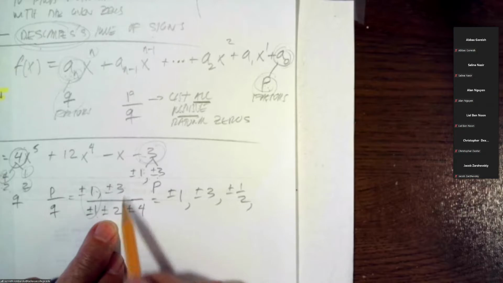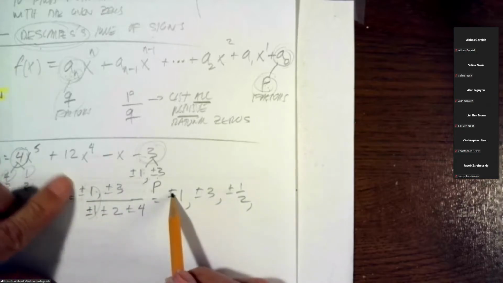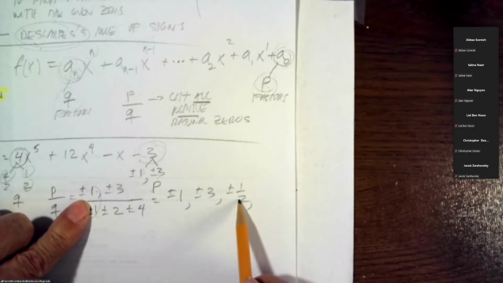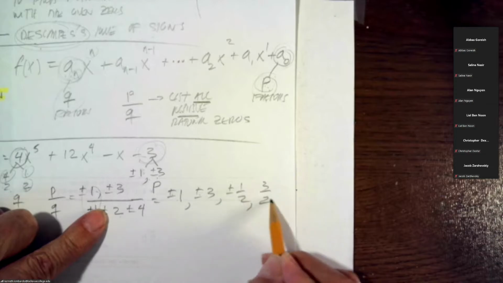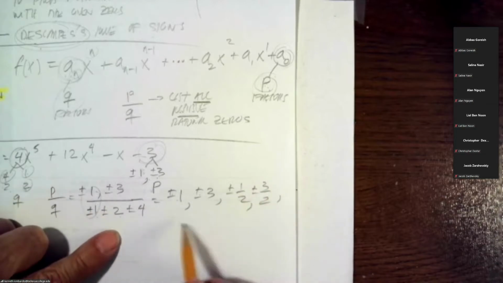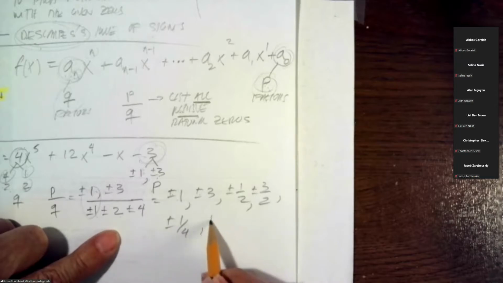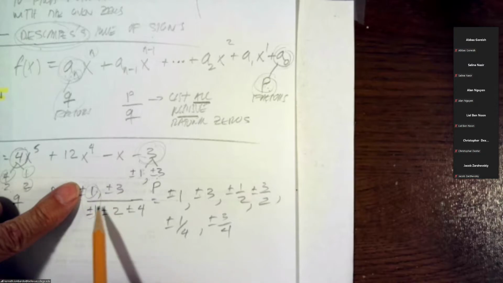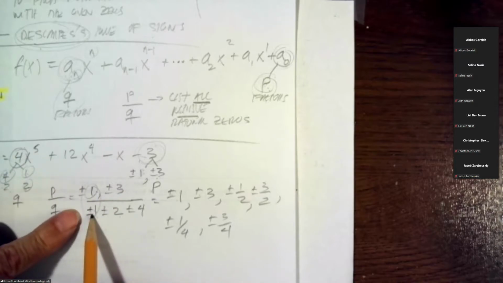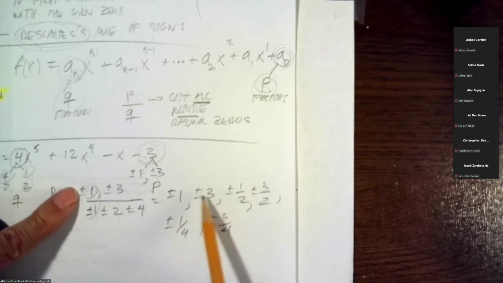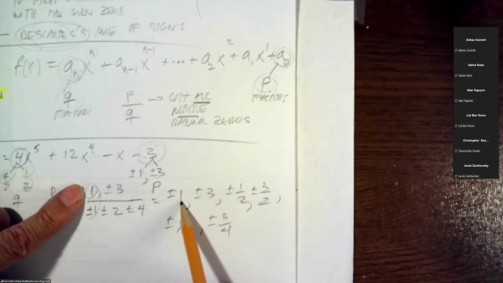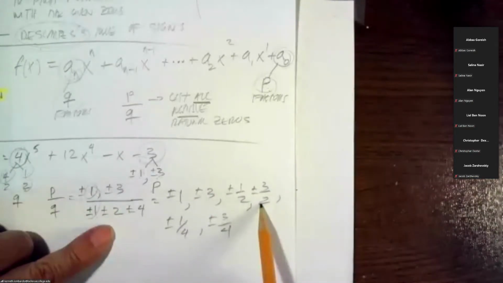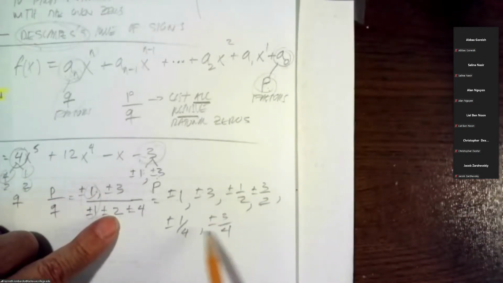And 3 over, let's see, I had 1 over 1, 3 over 1, 1 over 2, 3 over 2, and that's plus or minus. And then 1 over 4 and 3 over 4. So we're taking each of these top terms, the numerator, over each of the bottom terms, the denominator. So 1 over 1, 3 over 1, 1 over 2, 3 over 2, 1 over 4, 3 over 4.